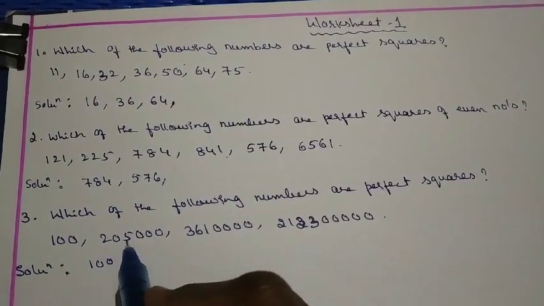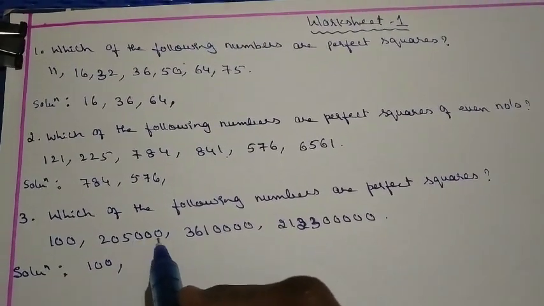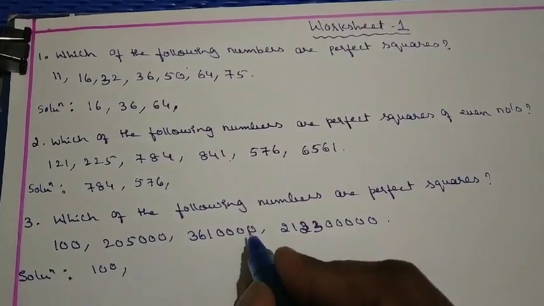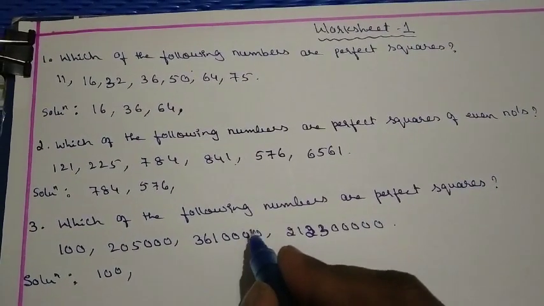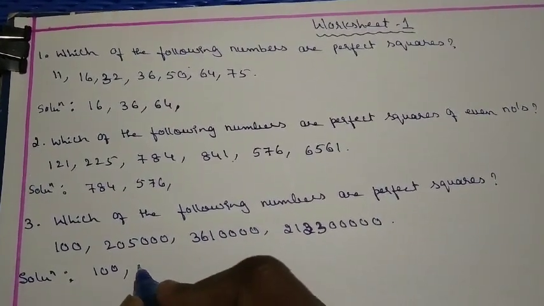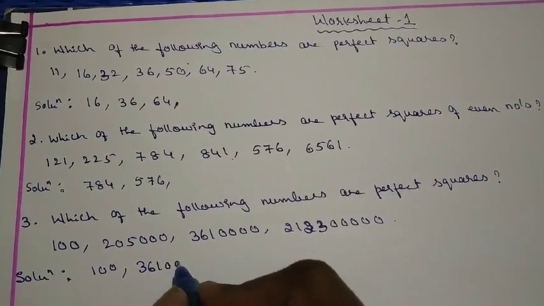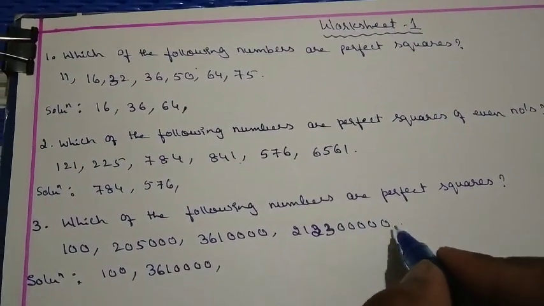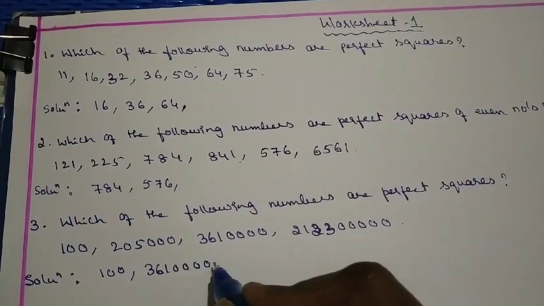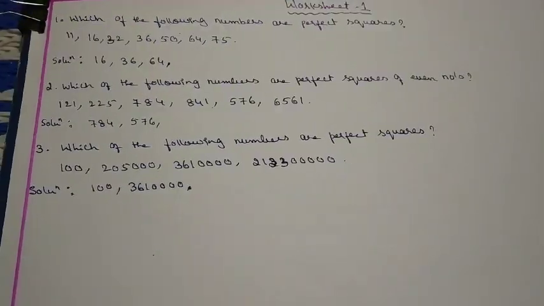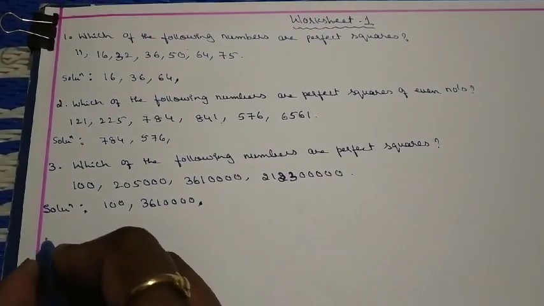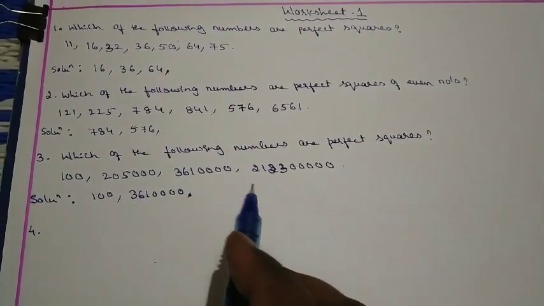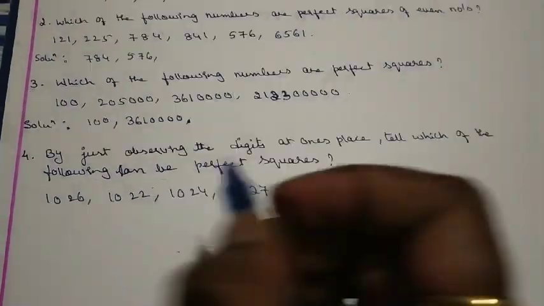Next is 2,05,000, which consists of 3 zeros, that is an odd number of zeros. Therefore it cannot be a perfect square. Next, 1, 2, 3, 4, 4 zeros, an even number of zeros. So there is a chance of it being a perfect square. Next, 1, 2, 3, 4, 5, 5 zeros, an odd number of zeros. Therefore it cannot be a perfect square. So from knowing odd number of zeros and even number of zeros, we can say whether it is a perfect square or not.